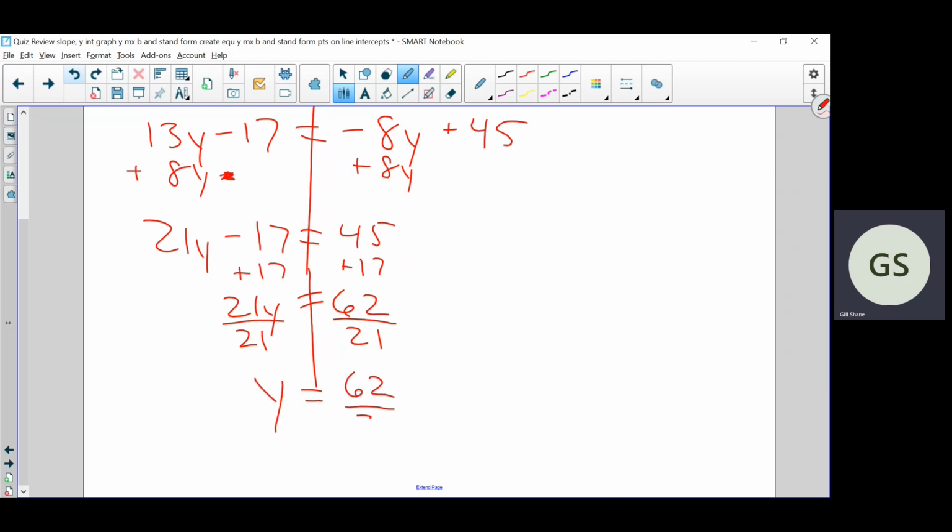62 over 21. You don't need to do anything with that. You don't need to convert it to a decimal or an improper fraction. I never said convert it to a decimal. I don't think the state or district ever say convert to a decimal. That's the answer. Now, if you can simplify it, you should simplify it, but 62 is only divisible by 3 and 7, and 21 is not divisible by 3 or 7, so there's nothing I can do.